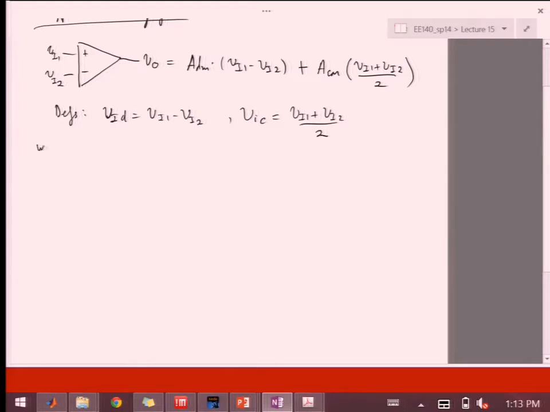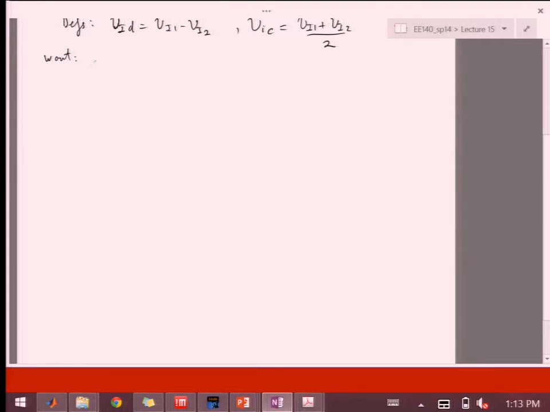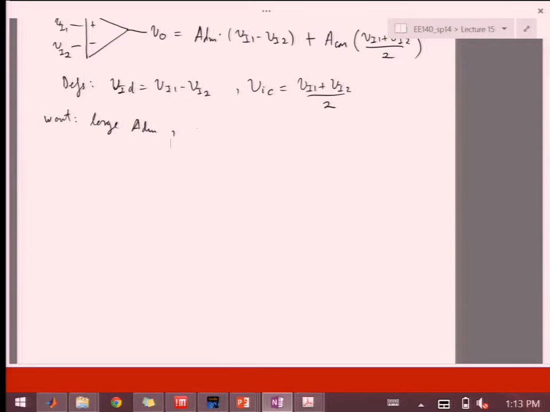So what we want in this type of circuit is large ADM and small ACM. The reason, as we'll see later, is that this common mode variation usually comes from things that you don't want, like supply, for example. So supply fluctuations or noise will map directly into all the biases, all the voltages moving the same way or in a similar way. And these things you want to reject as you're moving from one circuit stage to another.